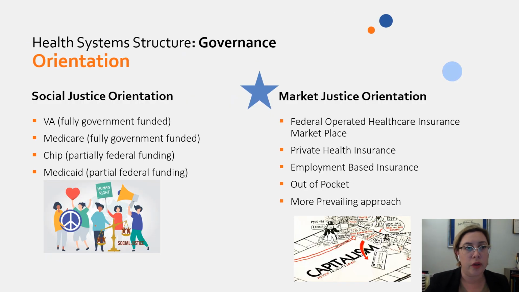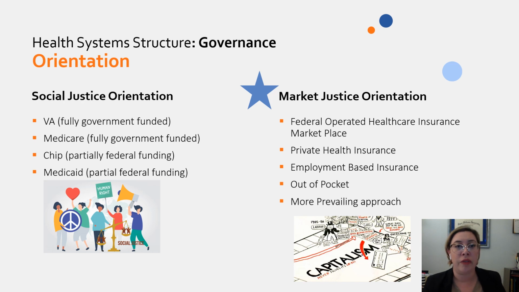All right, so as far as the orientation style in the United States healthcare system, there's both living simultaneously. The social justice orientation, whereby we as a country have said we're concerned with equity and fairness of providing healthcare for certain classes of citizens: VA, Medicare, CHIP, and Medicaid. Those who have served the country, those who are elderly, those who are children, and those who are low-income citizens. It's equitable to give them some form of health care, and so the U.S. federal government is involved in that.